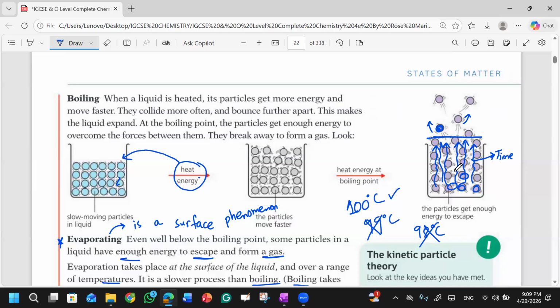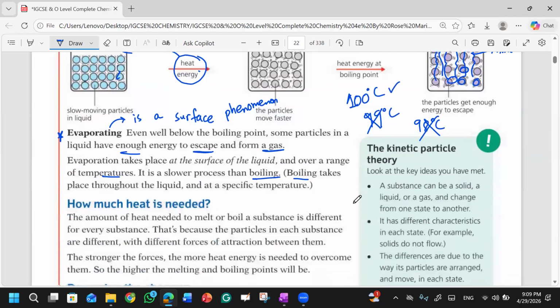Boiling is a fast process. Why? Because for boiling, the particles don't need to reach the surface. Boiling can happen anywhere inside the liquid. When 100 degrees is reached, the particles will start to boil. The specific condition for boiling is that you need a specific temperature. I hope you are clear till this.